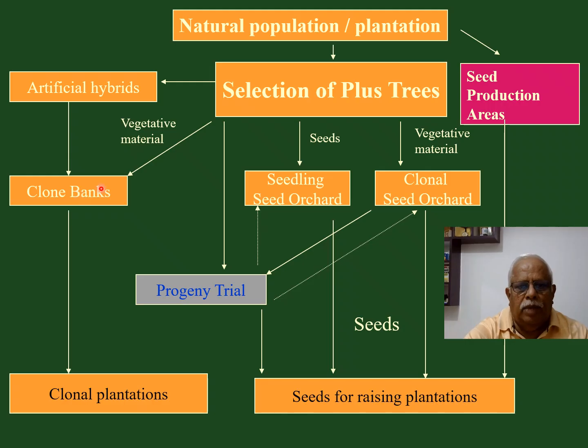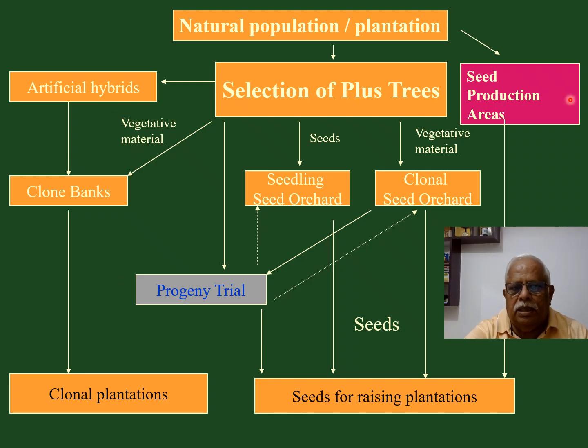And this clone bank nowadays is being used for the establishment of clonal plantations. So a clone bank is something like a germplasm assemblage of the plus trees, and from this clone bank we select the best clones and use them for large scale clonal production and in clonal plantations.